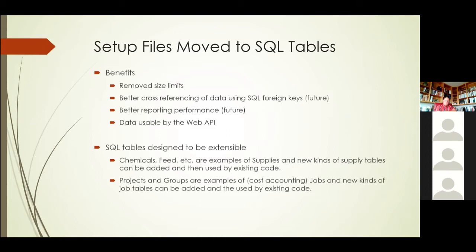The other thing is that as we move these files into tables, we're taking the opportunity to make the design extensible, so it's easier to add things in the future. For example, chemical feeds, etc., are all supplies, and we'll work on the internal logic over time so that it's possible to add a new supply without having to rework a lot of code. In the same way, projects and groups are examples of cost accounting jobs. So there will be a job table in 11.5 that you can extend with additional kinds of jobs. Again, the code is still focused on only 2, but over time we'll be able to make it more generic.